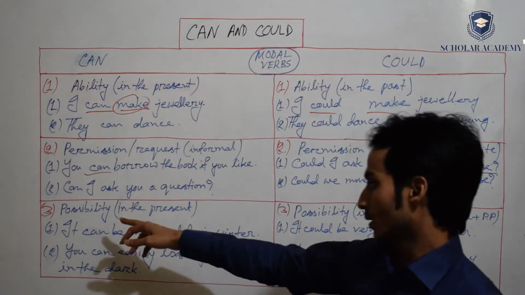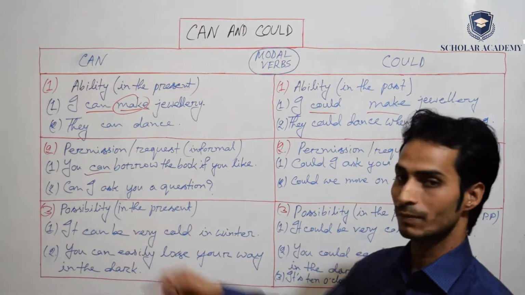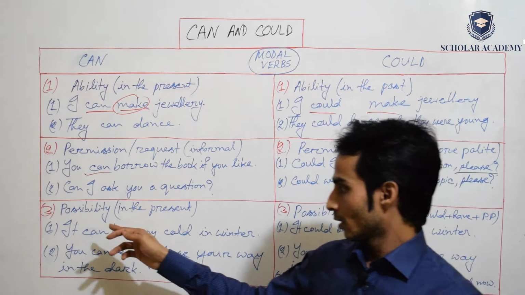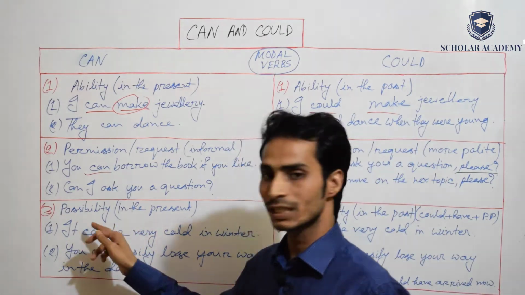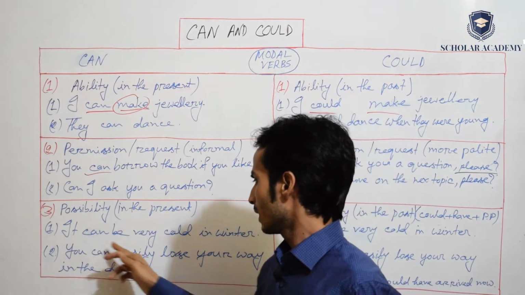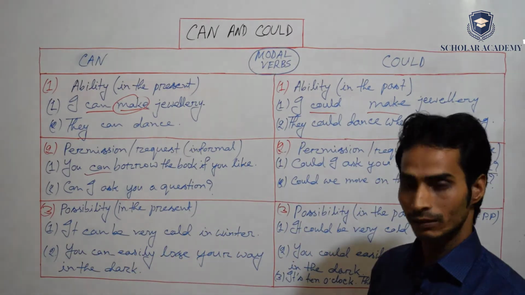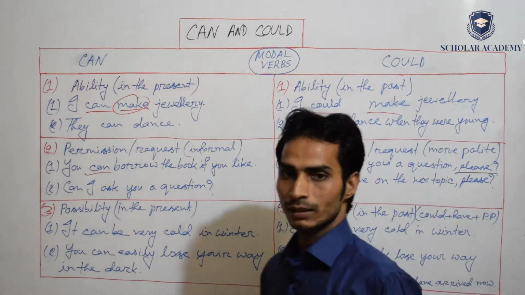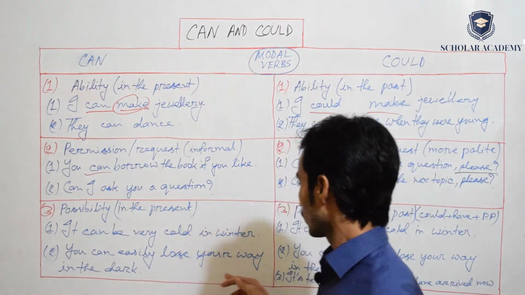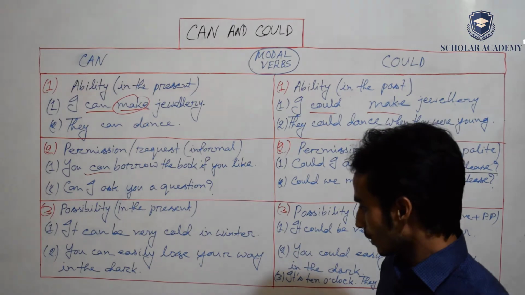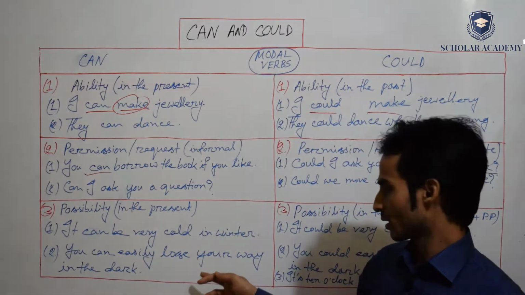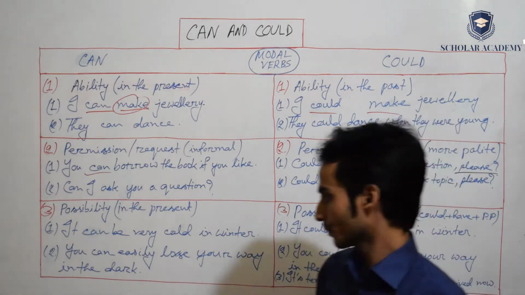So the number 3 difference is possibility. Can is used to express the possibility in the present. It can be very cold in winter. Yes, it is sometimes very cold in winter. You can easily lose your way in the dark. People often lose their way in the dark.